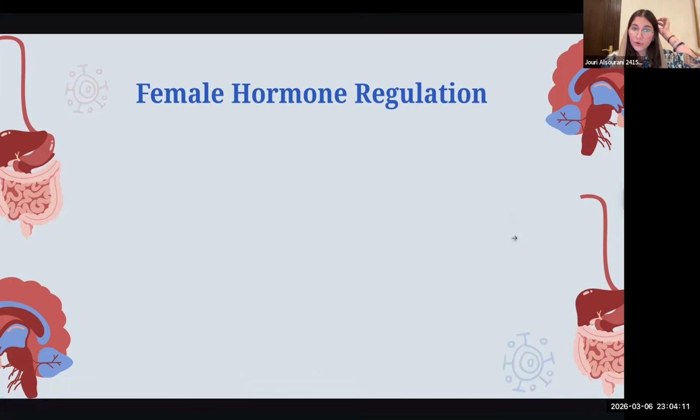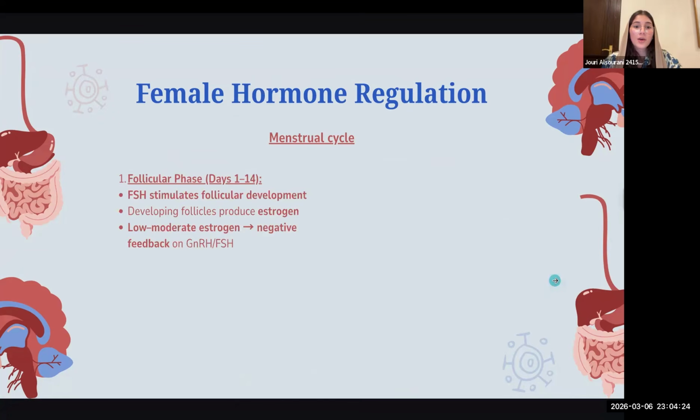Okay, so for the regulation in females, let's discuss the menstrual cycle. Again, you will be taking this in more detail, but I'm going to go over it for the sake of you understanding these hormones. Firstly, the first part of the menstrual cycle, we have the follicular phase, which occurs from day 1 up until day 14.